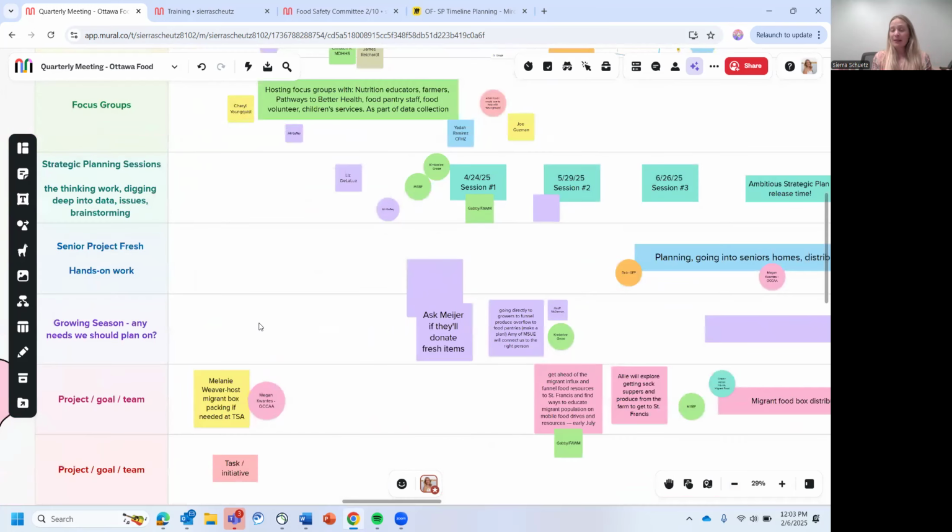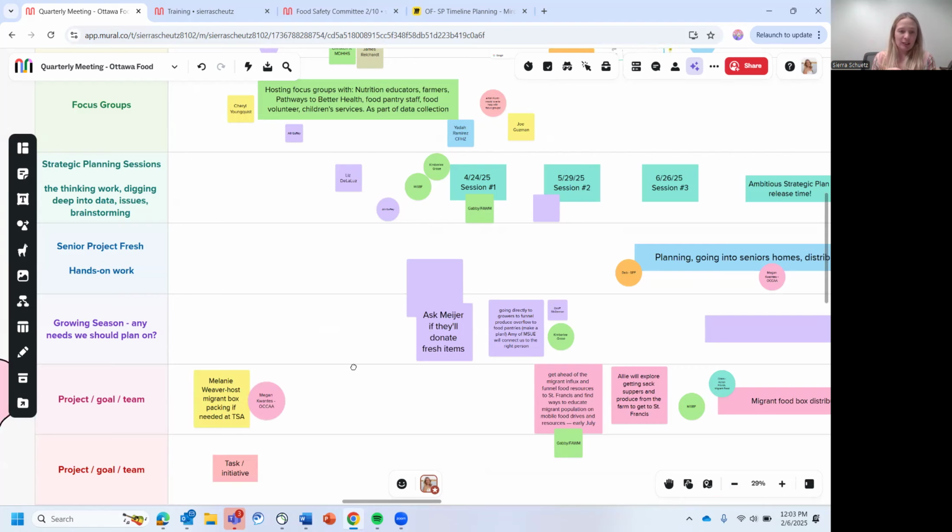And then I opened up our meeting to members: what else needs to be on this calendar? What, as Ottawa Food members, do we need to be aware of? There was a lot of discussion around getting ahead of the migrant farm worker or harvester influx. We receive an influx of these folks coming back to our community who might have pretty high food insecurity, and this population uses a couple of food pantries pretty heavily.